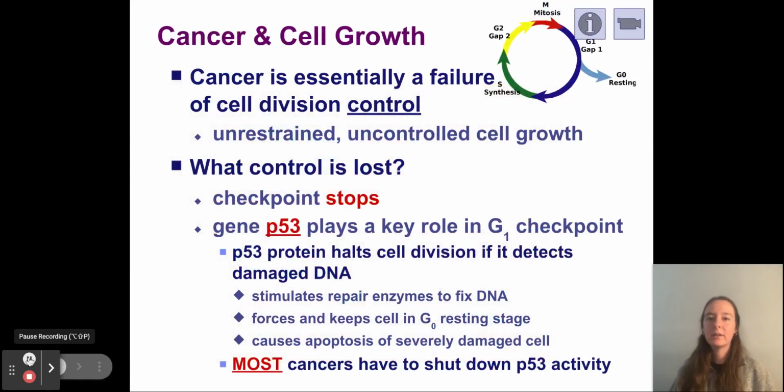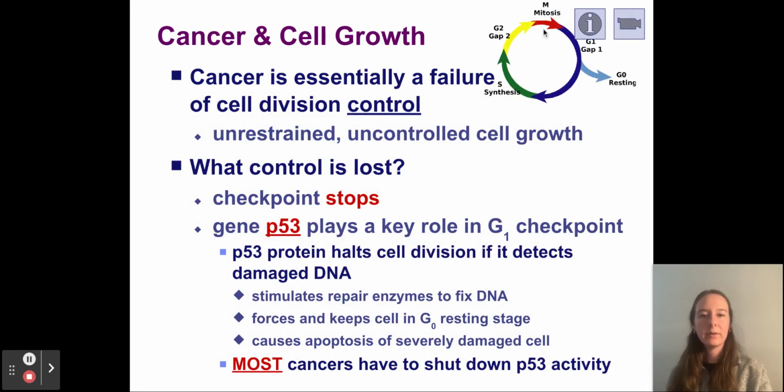So what is cancer? Essentially, it's a failure of cell division control. The cell cycle is continuing unrestrained, uncontrolled cell growth. So what control is lost? The checkpoint stops are not working properly. So you're not going to be able to say green light or red light. It's just green light all the time. Now, gene P53, so there's a piece of your DNA, everyone has it, and it plays a key role in the G1 checkpoint, so getting from G1 into the S phase.